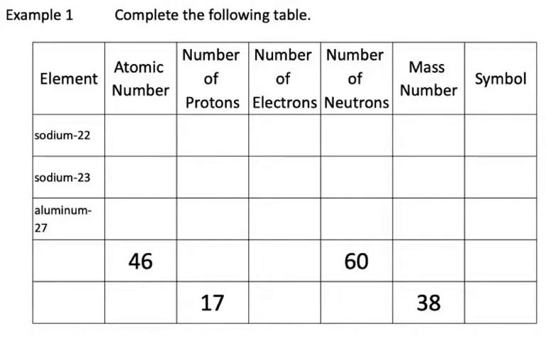So in order to complete this example, we need to first look at the periodic table of the elements. It's inside the data booklet, and we're going to be looking specifically at atomic numbers and numbers of protons, numbers of electrons, numbers of neutrons, and symbols. So first of all, by saying that we have sodium 22, that 22 defines the mass. So this isotope of sodium has a mass of 22.